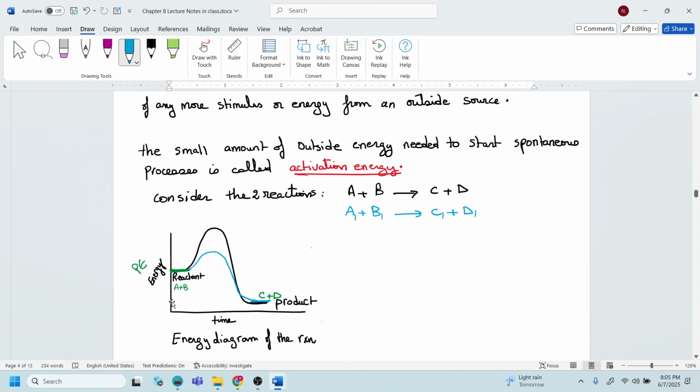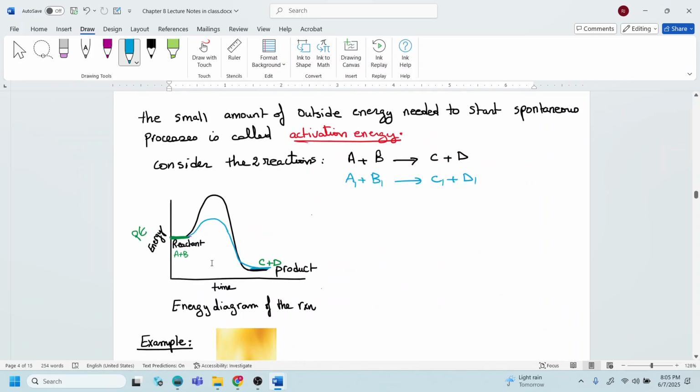Whenever you want to draw an energy diagram, an energy diagram is simply a plot of the energy of the reaction versus the progress of the reaction over time. So how the reaction progresses over time. So the time is going to be on the x-axis and the energy of the reaction is going to be on the y-axis. You start your reaction from the reactants.